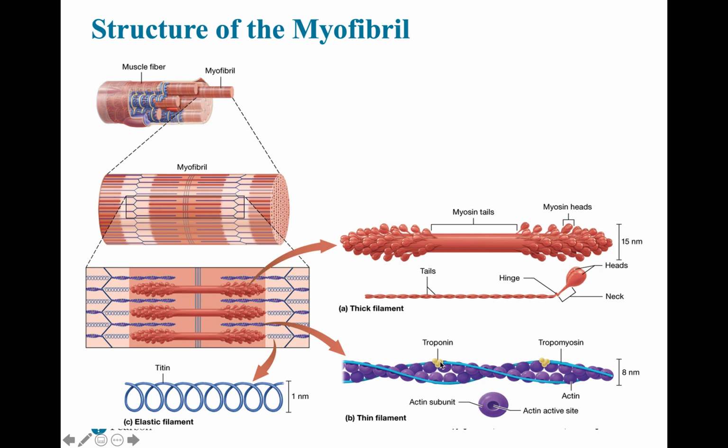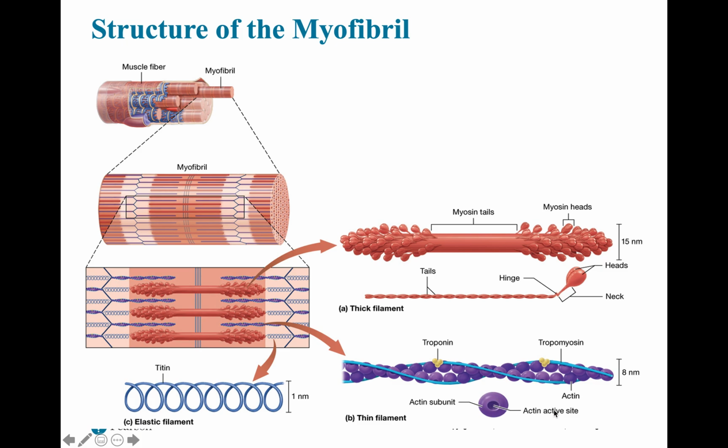Notice troponin is made up of 3 little subunits. Troponin is a globular protein made up of 3 subunits. Tropomyosin is a long filamentous protein that also forms a helical structure around the actin. Take note right here, because I'll talk about this with muscle contraction. Every actin subunit has an actin active site. This is where these globular heads will bind, all right?